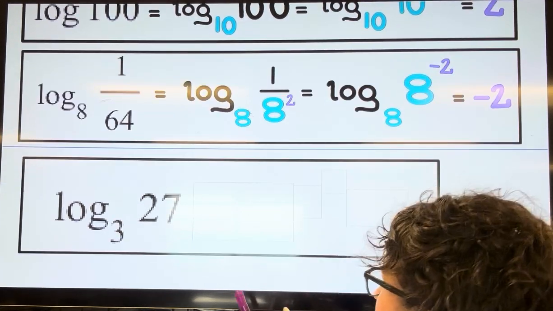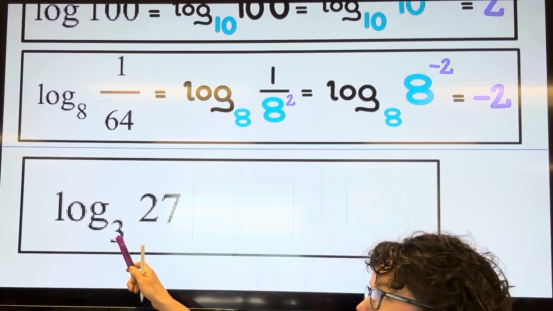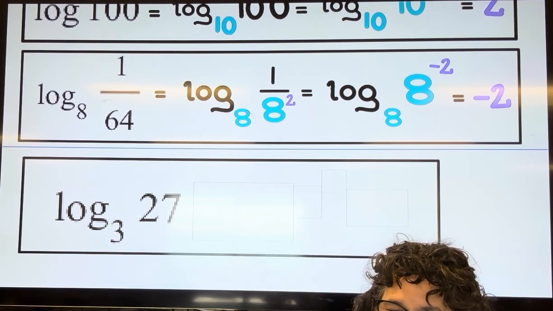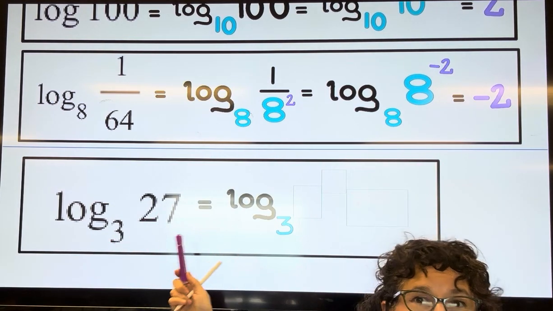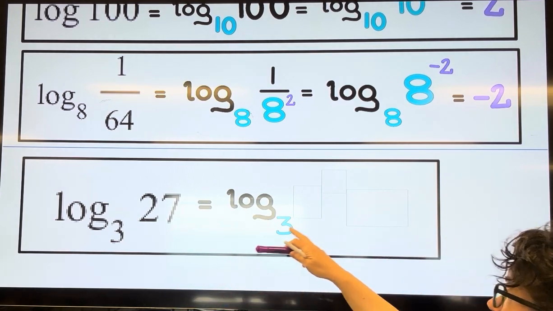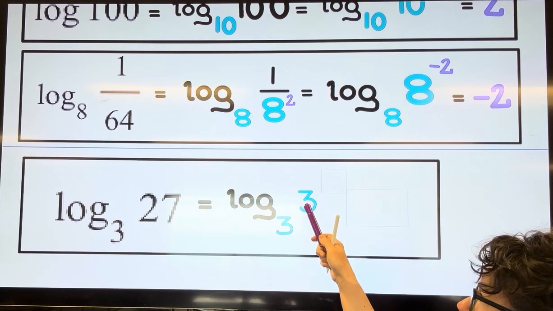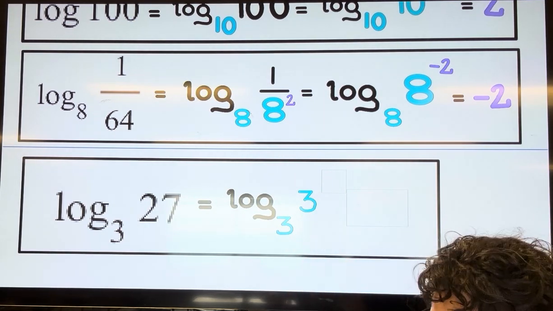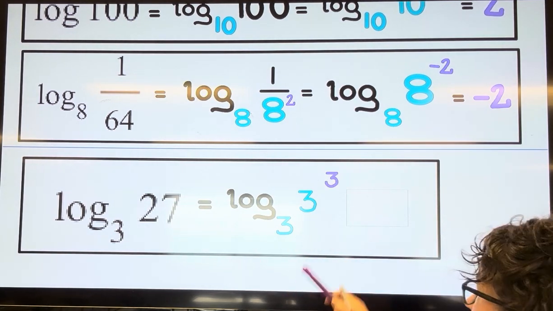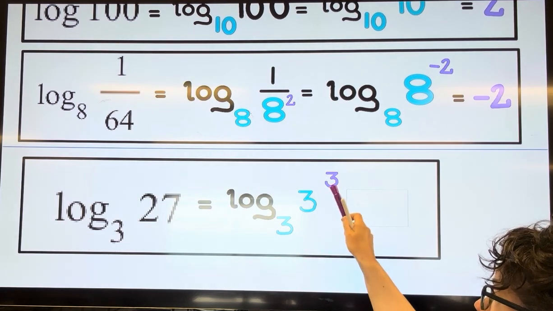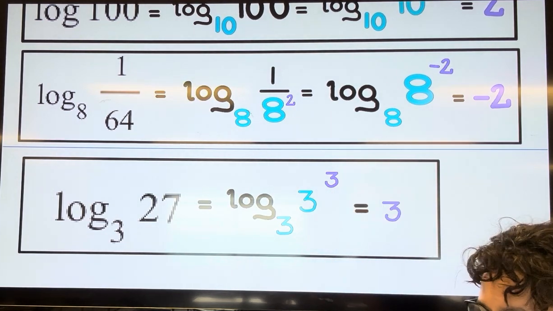Okay, last example here. I want to rewrite the number 27 so that it is 3 to the power of something, forcing the bases to match. So 3 times 3 times 3 is 27, so this is 3 to the third. I forced matching bases, so my answer is 3.